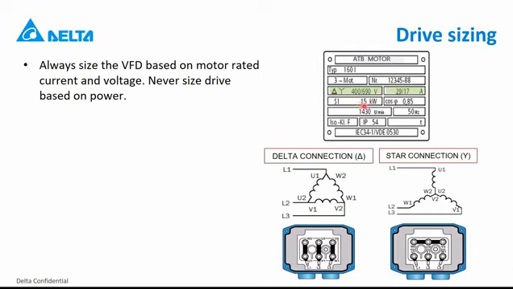You should not necessarily look at the power rating, because in many cases it will still be okay if you size the drive based on power. But in some particular cases, it can go very wrong, especially if you are working with some older motors with really low efficiency, or if you are working with torque motors. And torque motors are very special in that they have a very high number of poles, which gives them a very high torque and a very low rated speed.